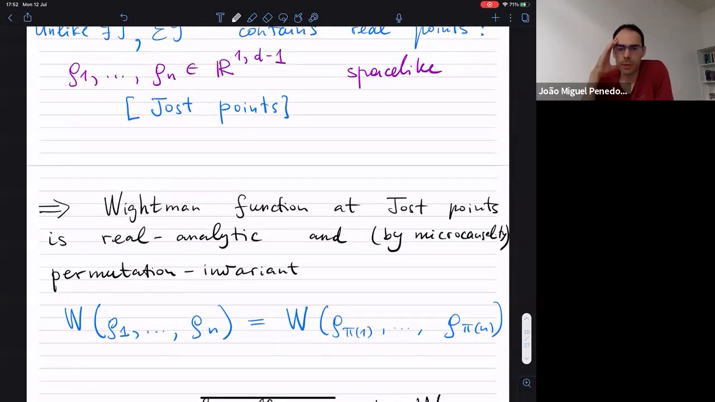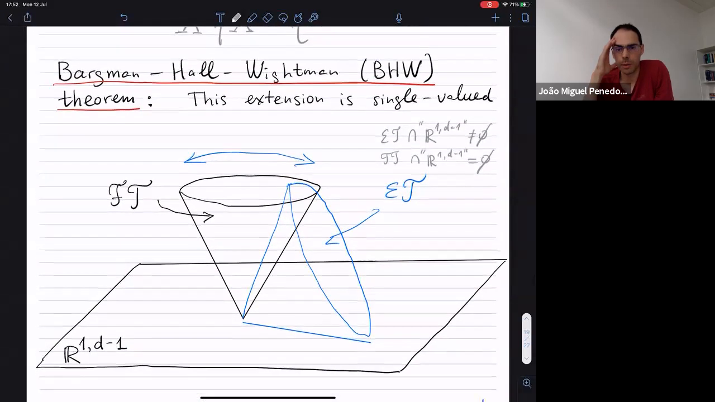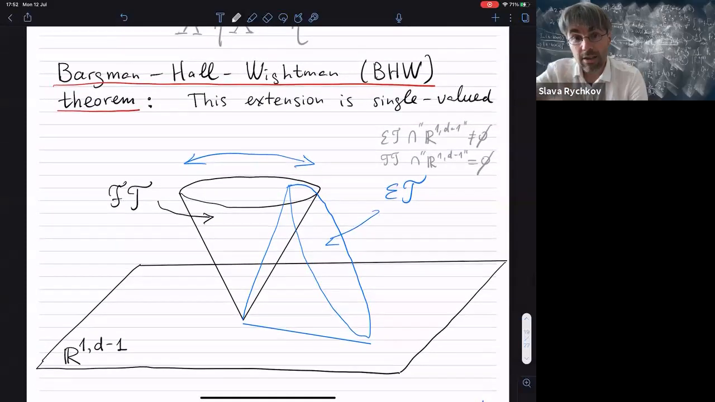Maybe one more question, Slava. So this theorem that the function is single valued in the extended tube, what is the idea? Is that because Lorentz transformations are simply connected? The idea is that you have to study the Lorentz group, and you have to show that the topology is sufficiently simple. Okay, thanks.